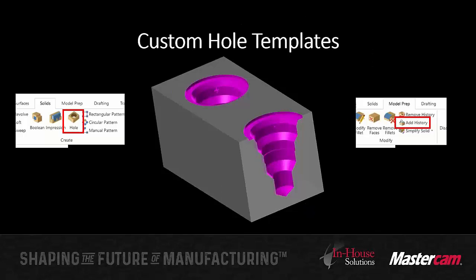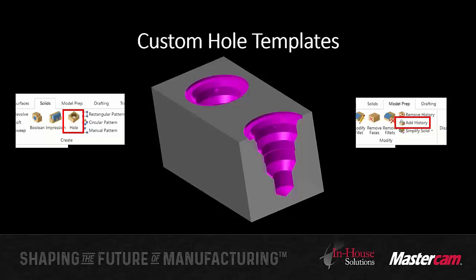Okay. Continuing on, one new thing we have when creating: on the left-hand side there, you see the hole command. Again, that's been with us for a little while now. But one thing they have added is the ability to do custom holes. In the past, in our templates, we could do a counterbore, countersink, tapered hole, anything like that. Now you can also just create a custom hole.